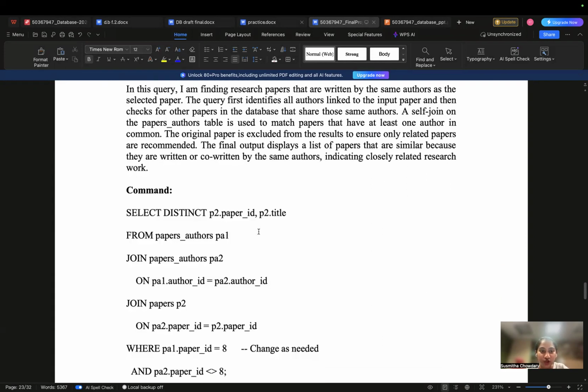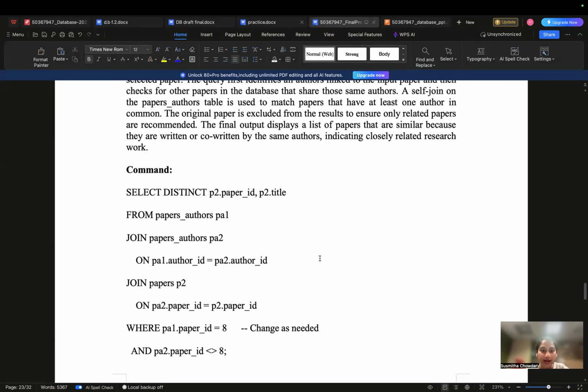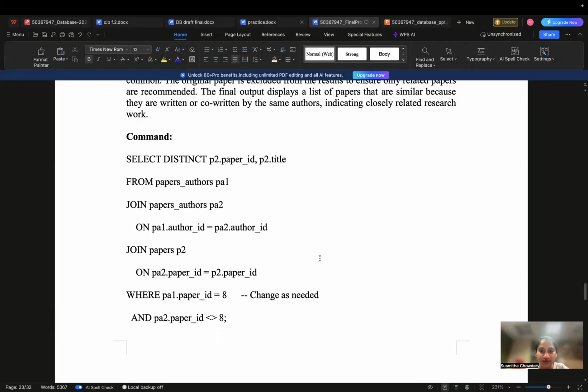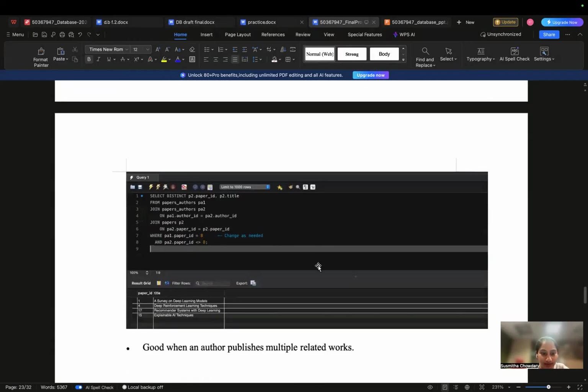I have used a self join on the paper authors table that is used to match papers that have at least one author in common, and the original paper is excluded from the results to ensure only the related papers are shown. The final output displays the list of papers that are similar because they are written or co-written by the same authors.